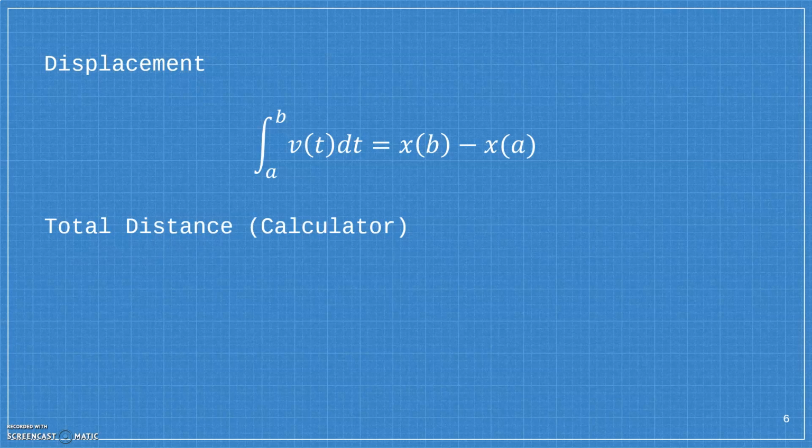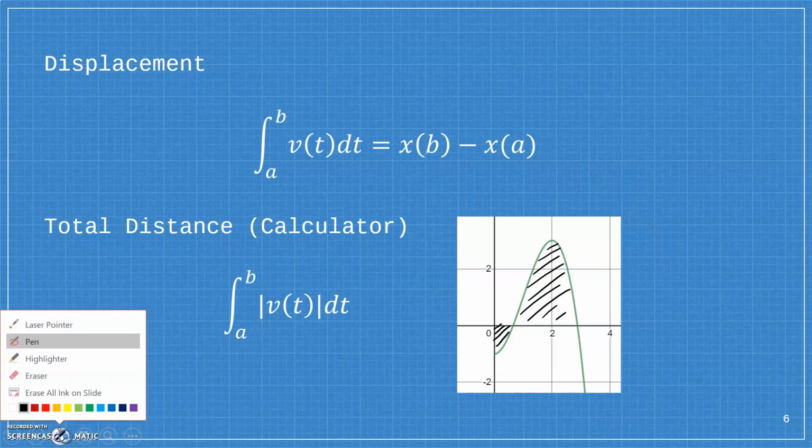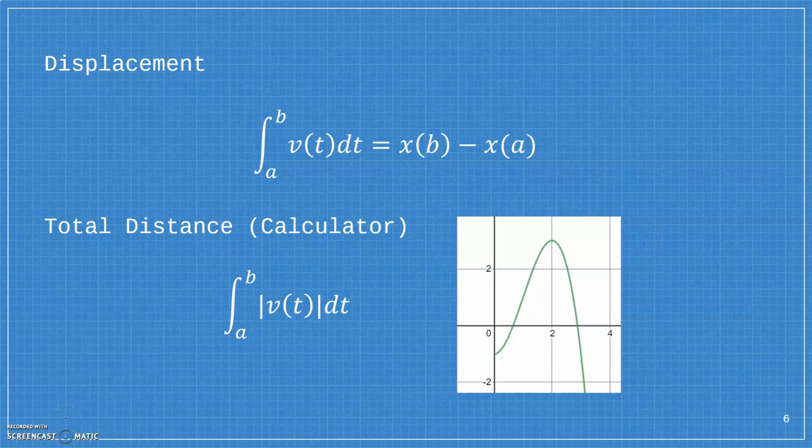If you have a calculator and you want to find total distance, the fastest way to find total distance on a calculator is to just make your whole velocity function positive by putting absolute value bars around it. So for example, here's a velocity function. It starts out below the x-axis, so your particle is moving backwards. And so if you took the integral, you'd be finding this area and it would be negative. And then you would find this area and it would be positive. And so you would have a net change in distance. But you don't want that for total distance. You want the actual total distance.